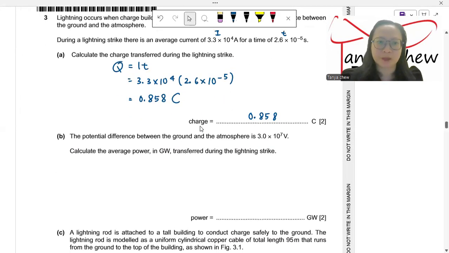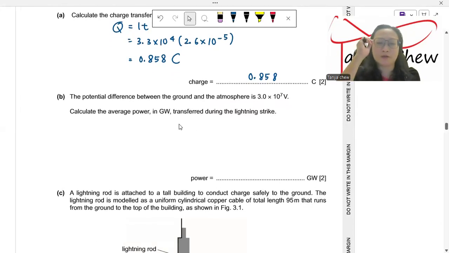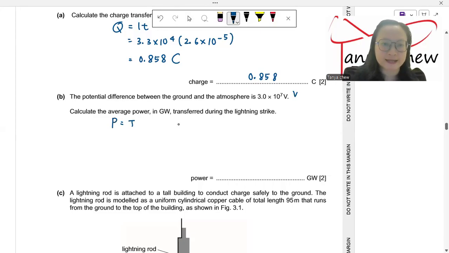It doesn't matter. B, the potential difference between the ground and the atmosphere is 3 times 10 to the power 7 volt. Calculate the average power in gigawatt transferred during the lightning strike. Since the voltage, the PD, is given, I'm going to find my power as IV. I is 3.3 times 10 to the power 4. V is 3 times 10 to the power 7.